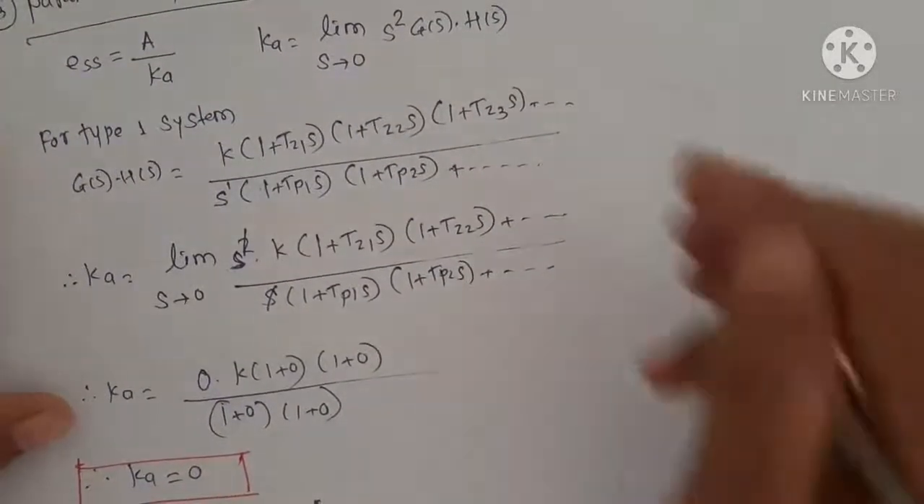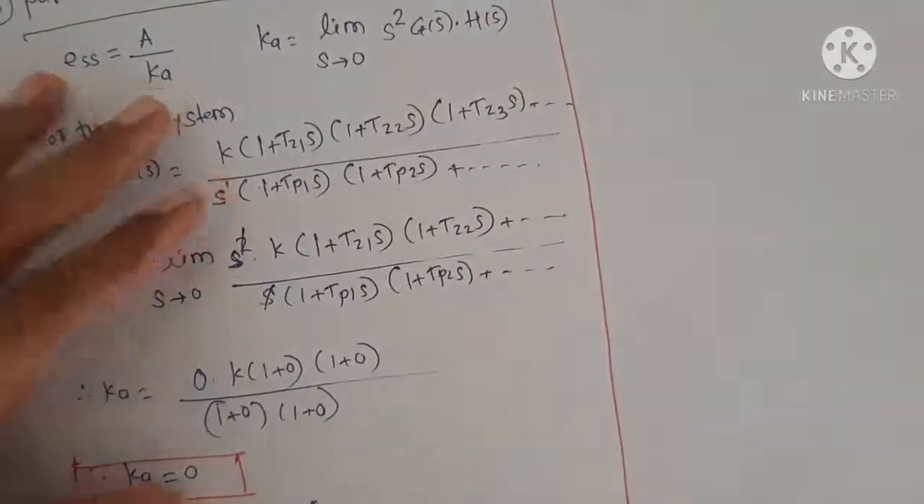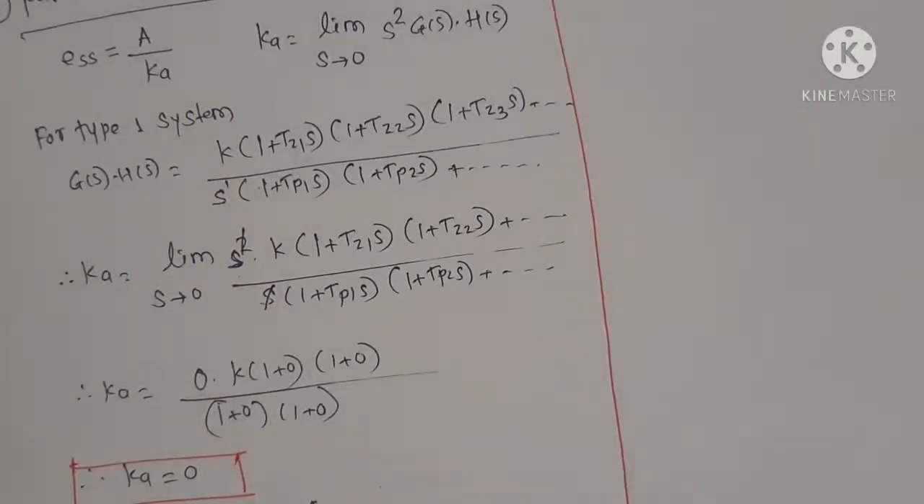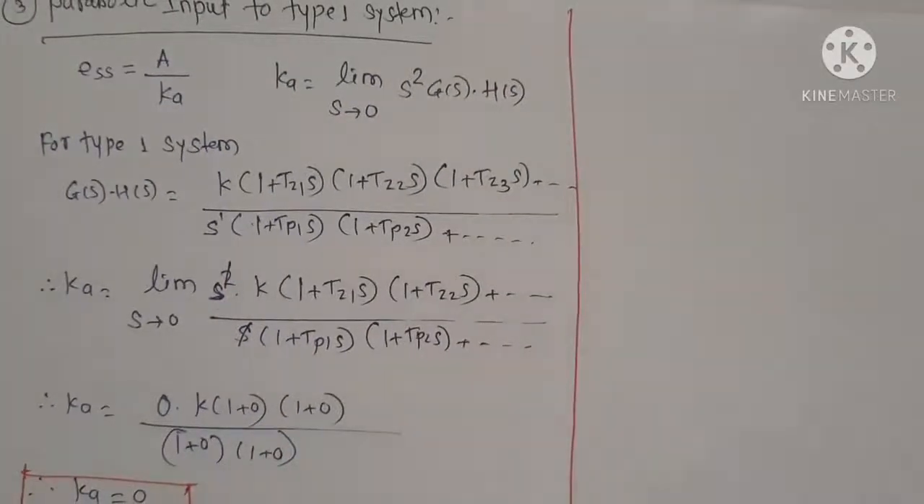Now in next lecture we will see our third type, that is type 3, the various error constants and steady state error equation for type 3 input. And at last we will make the summary, that is effect of type 0, type 1, type 2 system on step input, ramp input and parabolic input on steady state error, that is ESS, and its constants, that is 3 constants Kv, Kp and Ka. Thank you.